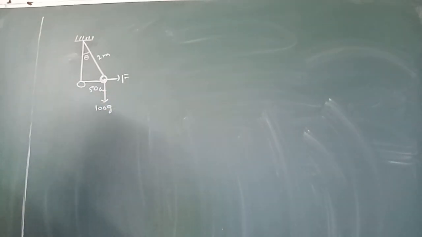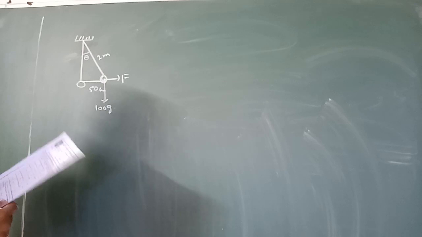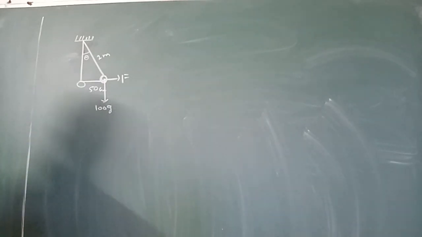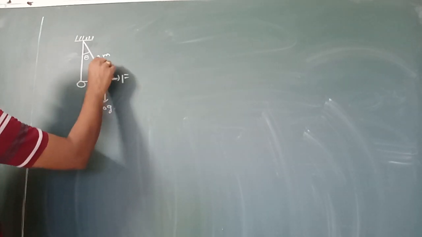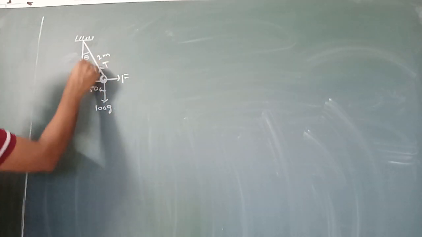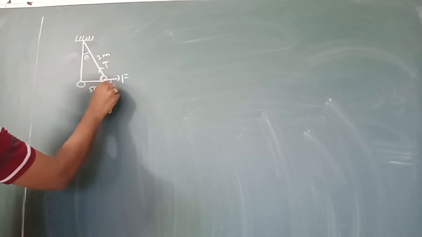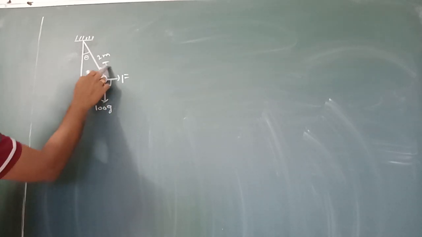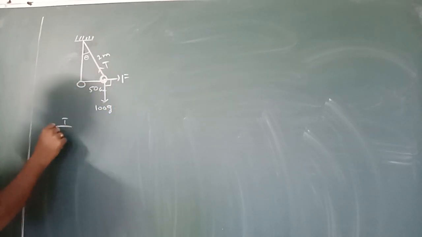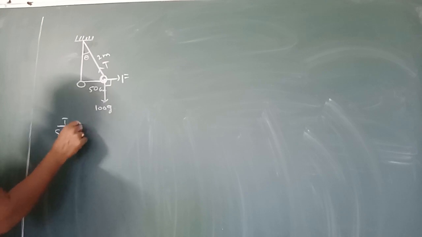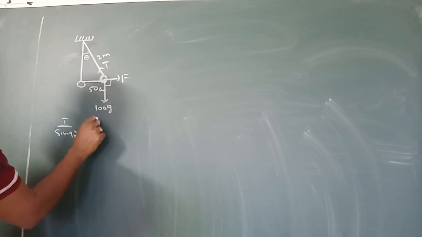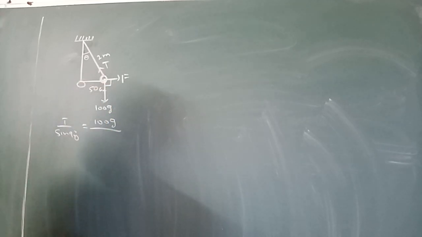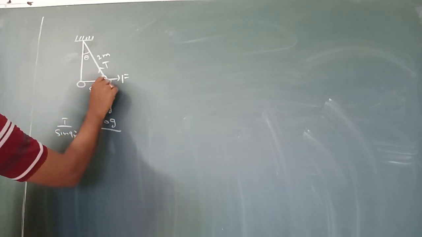Now we want to find the horizontal force. The horizontal force, weight and tension, three forces are acting. This is theta, so this is 90 degrees and opposite to T is 90 degrees. So T by sin 90 is equal to 100g by sin of the angle. What is the angle between T and F? This is theta.